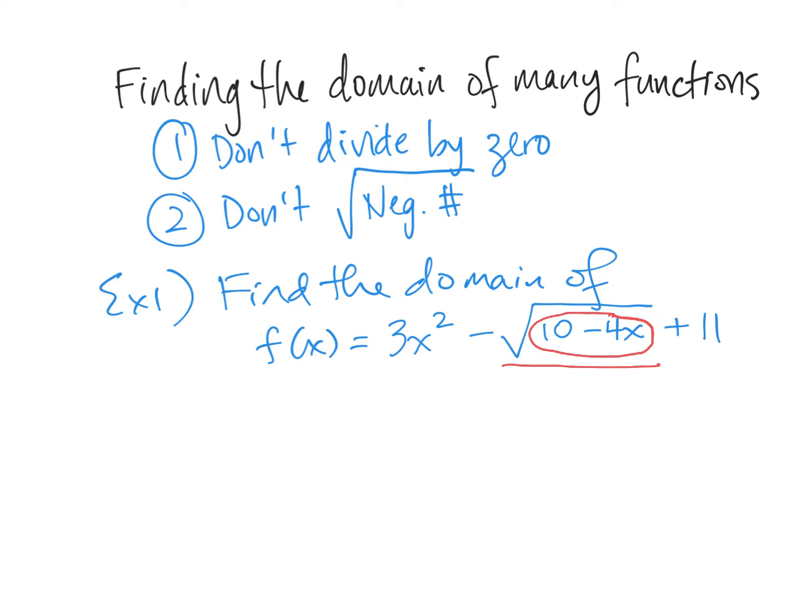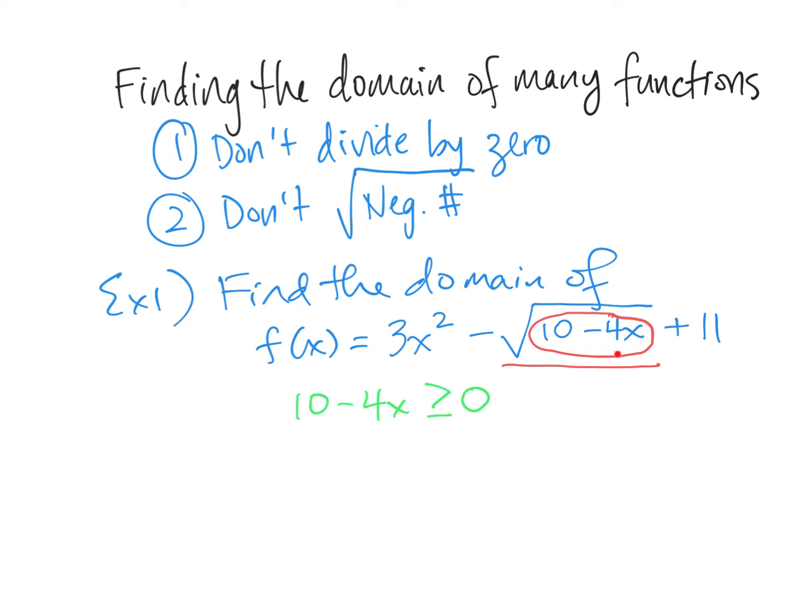So what I can do mathematically to make sure that the number underneath the square root, the 10 minus 4x, is never negative, is I can set that part, 10 minus 4x, greater than or equal to 0. Because if it's greater than 0, it's positive, or if it's equal to 0, then it's not negative. Those are the only three kinds of numbers we have in the real numbers. They're either positive, they're negative, or they're 0. So let me use this.